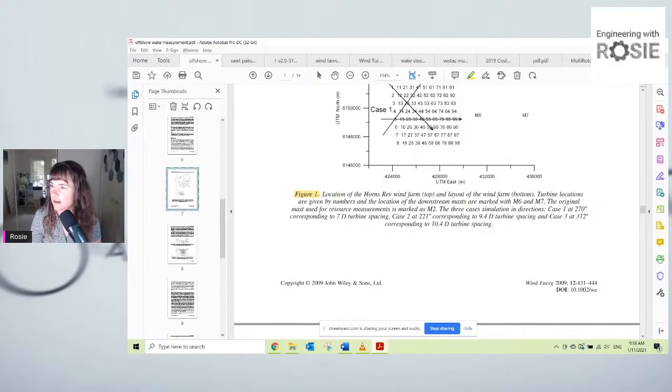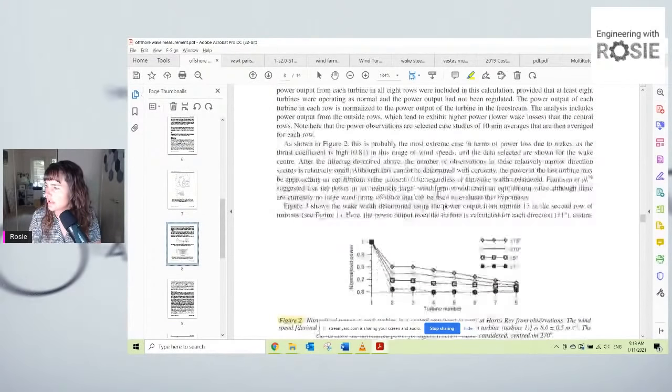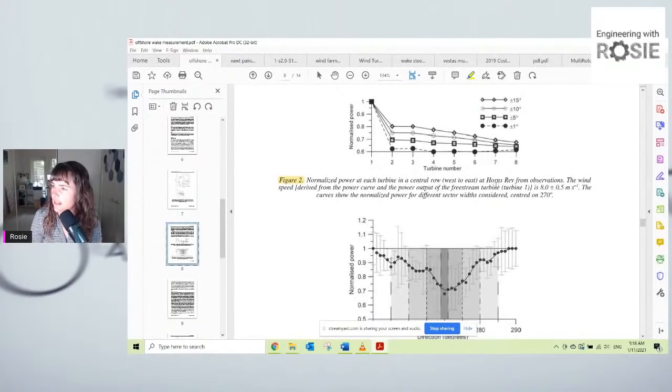And somewhere here they have some results. So we see this is the power of each turbine downwind. So this one, number one, is the one that's hitting the wind first. And then as we go down, turbine 2, 3, 4, 5, 6, 7, 8, those are the ones behind it in the rows. So you can see that in the worst case, this is when the wind's at 270 degrees, and I guess that lines them up in nice rows. We are seeing about a 40% reduction in the downwind turbines in the very worst case.